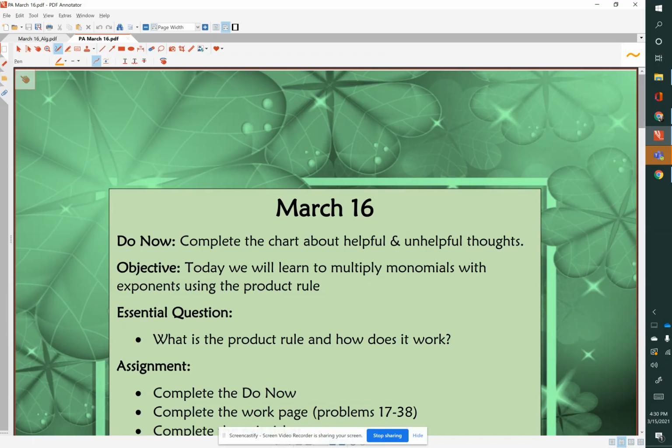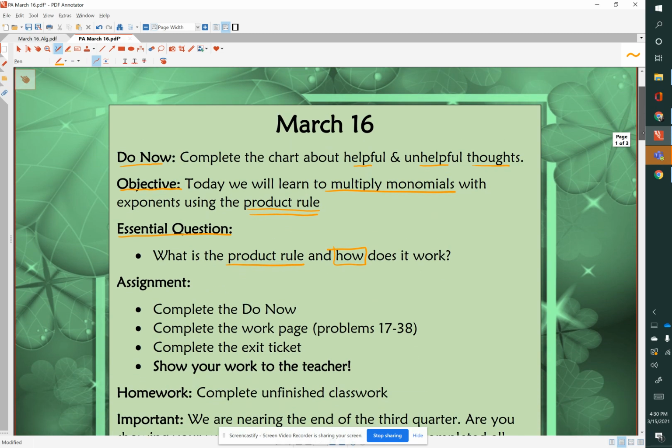Hi, students, and welcome to our lesson today, where we are going to learn how to multiply monomials using something we call the product rule. But first, we have a do now, where we'll complete a chart about helpful and unhelpful thoughts. Our essential question today is, what is the product rule and how does it work?